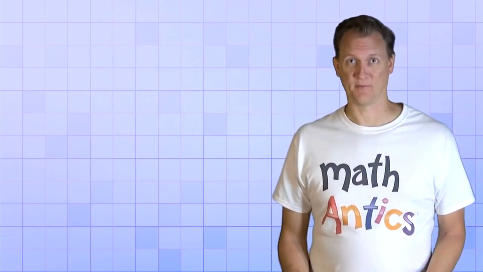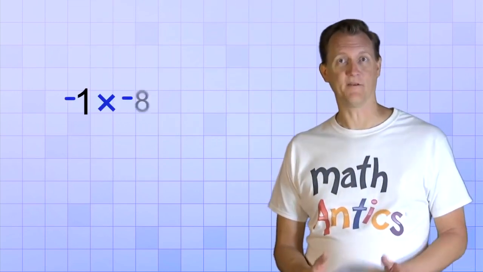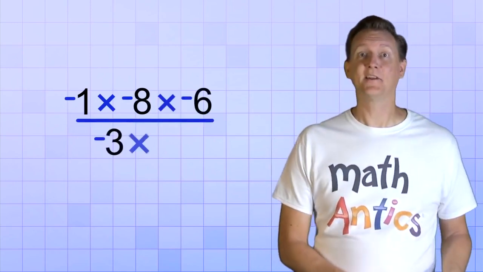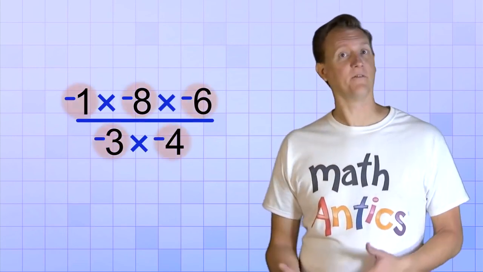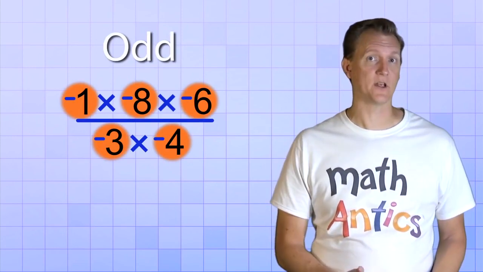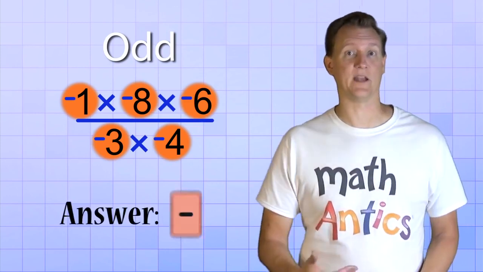Here's another good example. Negative 1 times negative 8 times negative 6 over the quantity negative 3 times negative 4. All 5 of the numbers are negative, and since that's an odd number of negative factors, we know that the answer is going to be negative.